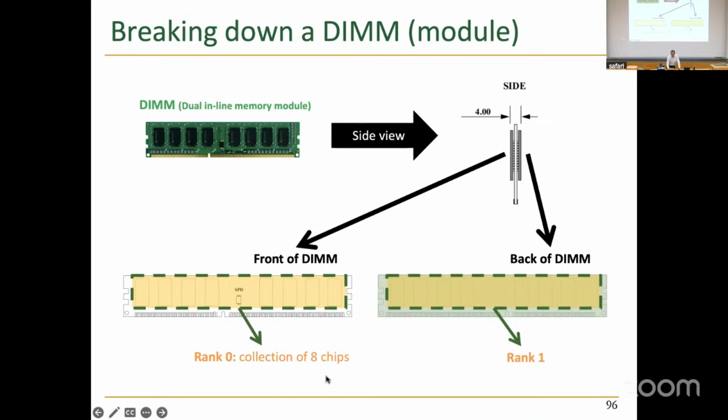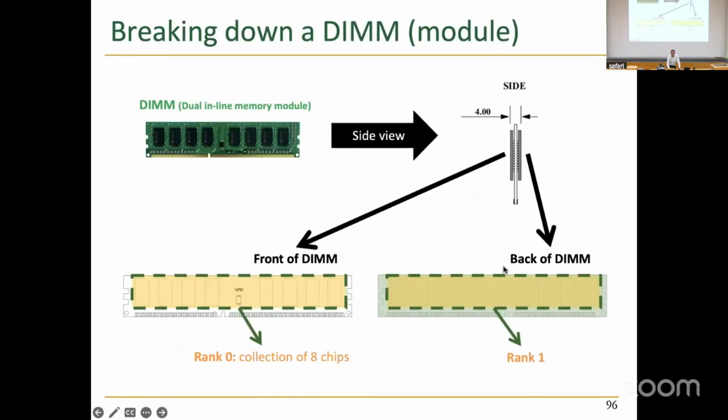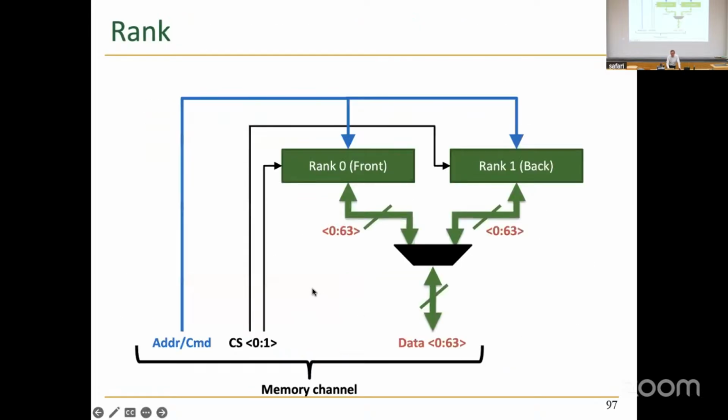A rank is essentially a collection of some number of chips. It could be 8, depending on how much data you want to access concurrently. Again, I will go into it in the next lecture a little bit more. But how do you access a rank essentially? You can access one rank at a time only. The goal of the 2 ranks is to actually buy you more capacity and also some parallelism. But basically, ranks share the address and command bus.